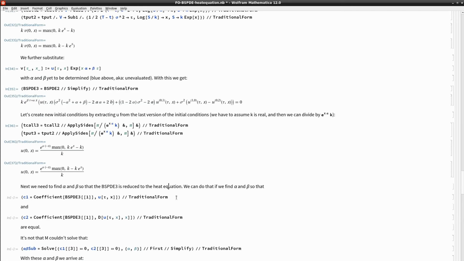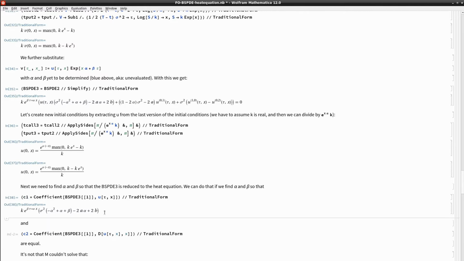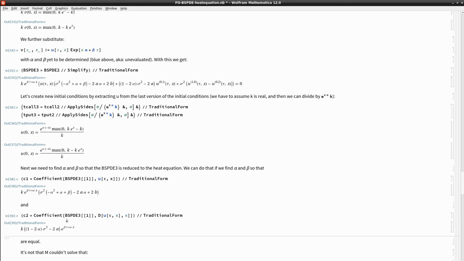heat equation. And we can do that fairly simply if we set up our parameters in a way that they match. You see that we have k times e to the beta tau x in both of these equations. And we solve the problem if we set them to be equal. Then we can eliminate these terms in our BSPDE 3.